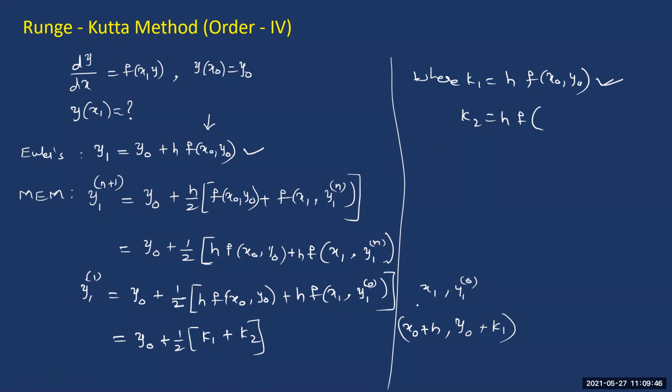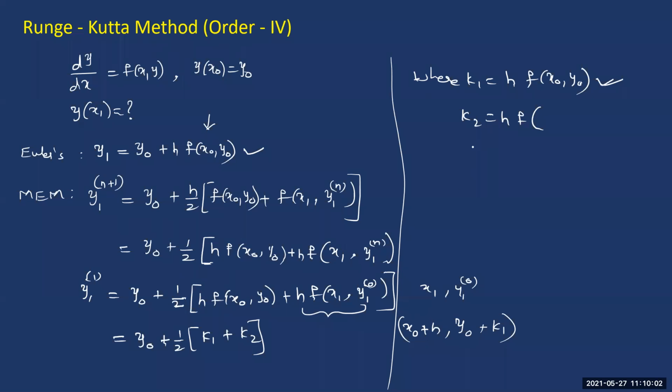Right? I've just rewritten it like this. You see, you have actually k1, k2. Whatever you have here in the first term, h into f of x naught y naught, I've taken it as k1. Then this second term, I'm taking it as k2.